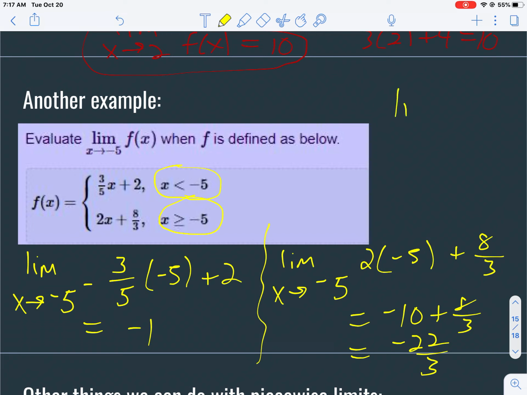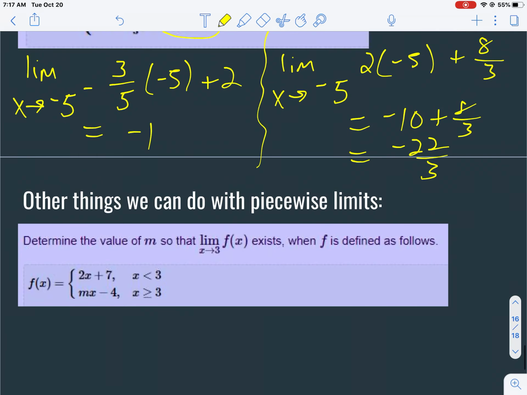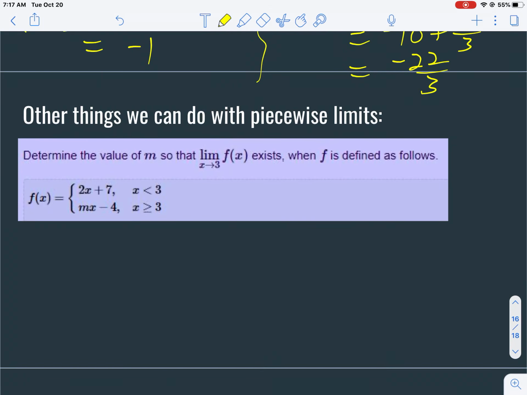So, the limit as x approaches negative 5 of f of x does not exist, since the limit from the left and the right are not the same. Okay? Now, there's some other nice problems down here you can do. You try to make the limit exist, right?